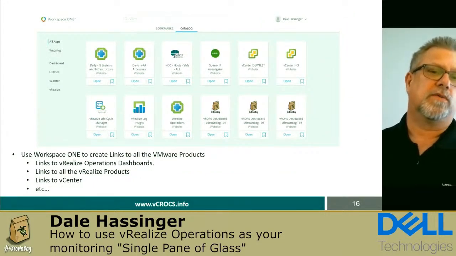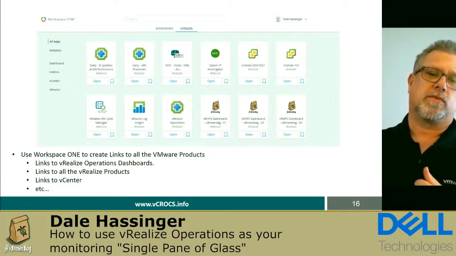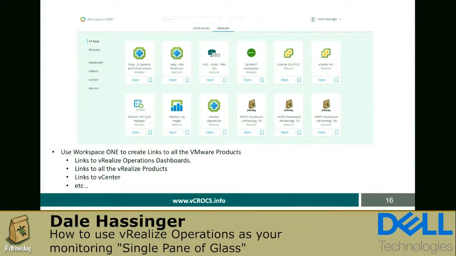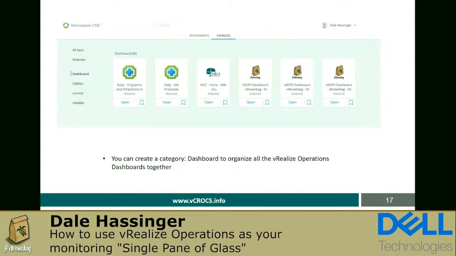Here's what it looks like in Workspace ONE. You can see, like where I work, we give a lot of links to all the VMware products, even some products that aren't VMware. And this makes a nice little area that everybody comes to, for people you don't want to set up as a user, but you still want them to see the dashboards. You can do that with Workspace ONE. And then what you can do is set up what they call categories. I have a category called dashboards. So I take all my VROPS dashboards, to quickly see which ones are dashboards, and it groups them all together nicely.